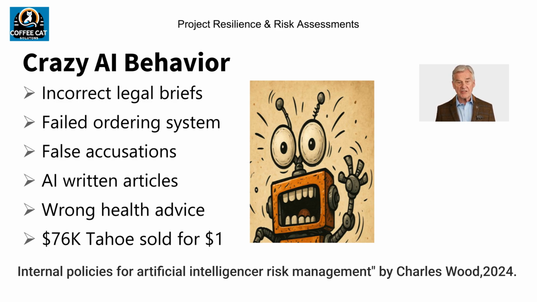But, if these project teams were performing risk assessments, testing, and ethical oversight to the degree necessary for their applications, they might have been able to avoid these AI performance problems, loss of reputation, and in a couple of cases lawsuits. For anyone interested in AI risk governance policies, I recommend Internal Policies for Artificial Intelligence Risk Management by Charles Wood, published in 2024.